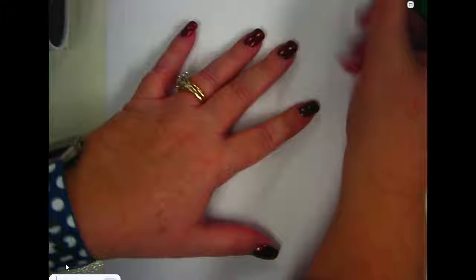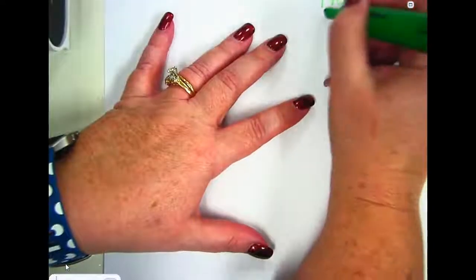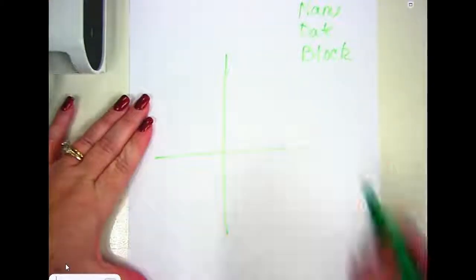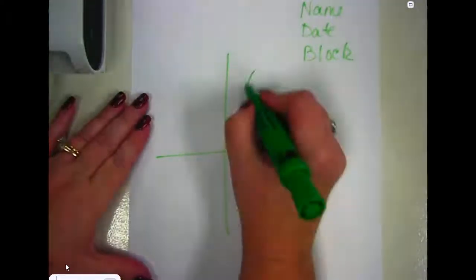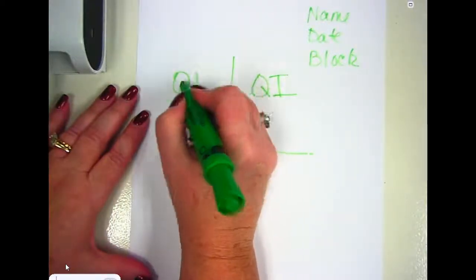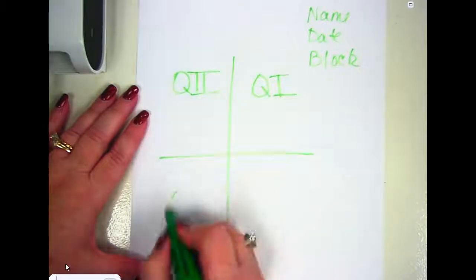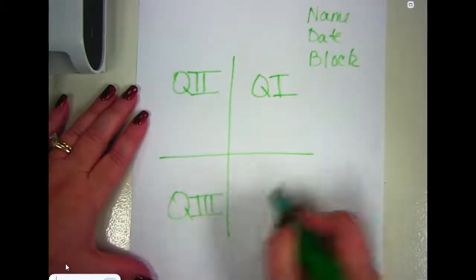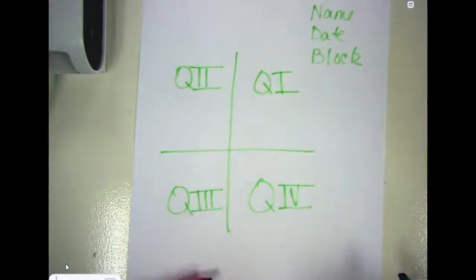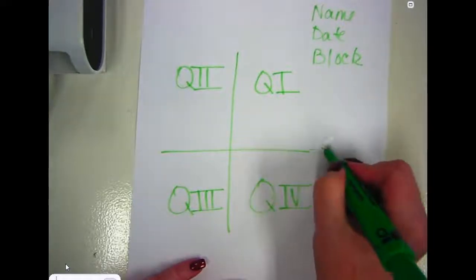Alright. You will be responsible for putting your name, date, and block. You will then draw a coordinate plane. You will have to tell me this is quadrant 1, quadrant 2, this is quadrant 3, and this is quadrant 4. You must write them, excuse me, in Roman numerals. You must tell me this is the x-axis.